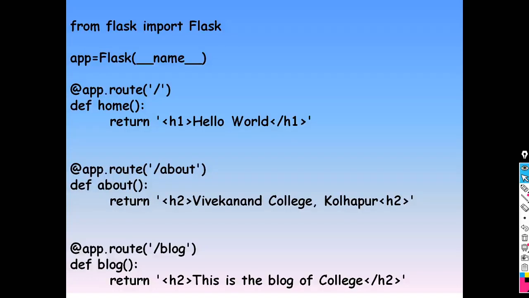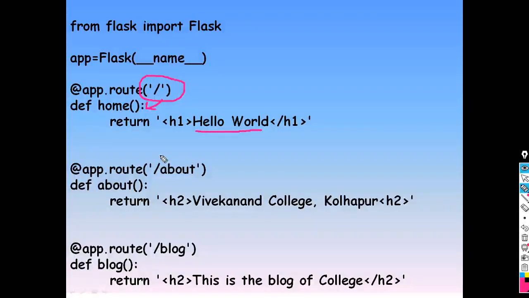In the last video we have seen that first we have to import Flask within our web application, then assign the name of module to app. Then three URLs were there. First one is only slash. This URL is associated with function home. That means when we execute this URL in the browser, it will display the output hello world.